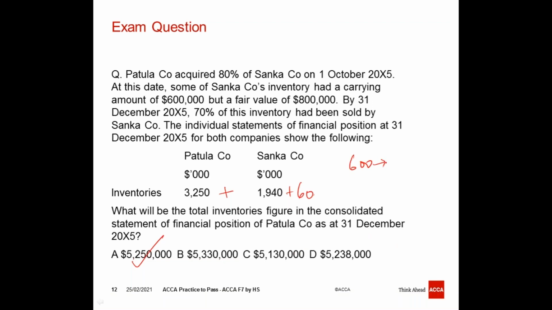Actually, there is a fair valuation adjustment of inventory from 600,000 to 800,000. There is a fair valuation adjustment of 200,000. This is not an unrealized profit case. This is a case of fair valuation adjustment. But out of this 200,000, the company has already sold 70% of the stock outside the group. So at the reporting date, at the balance sheet date, only 30% of the stock is still held. So you need to adjust only 30% of the stock for the fair valuation adjustment. That is 60. I hope it's clear now.